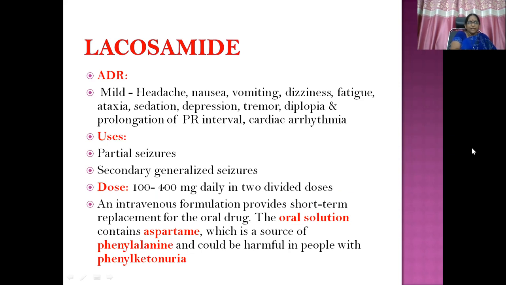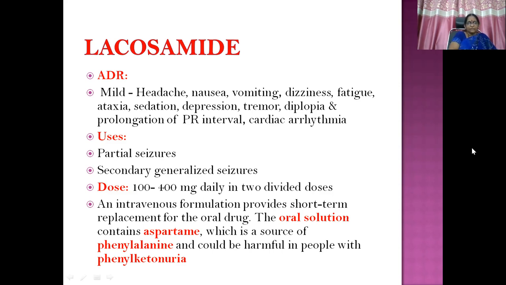ADRs are mild, like headache, nausea, vomiting, dizziness, fatigue, ataxia, sedation, depression, tremor, diplopia, and prolongation. Specifically this one, diplopia, prolongation of the PR interval, and cardiac arrhythmias. Uses are partial seizures and secondary generalized seizures. Dose is 100 to 400 mg daily in 2 divided doses.